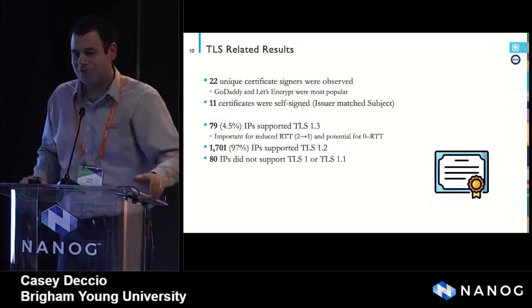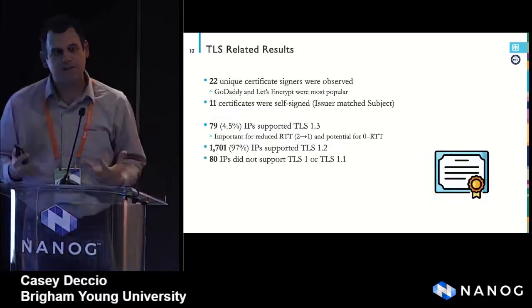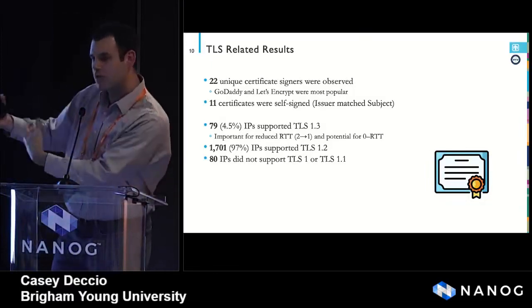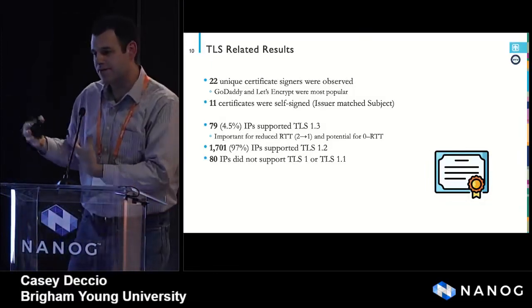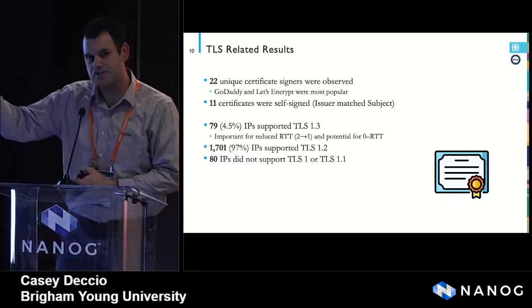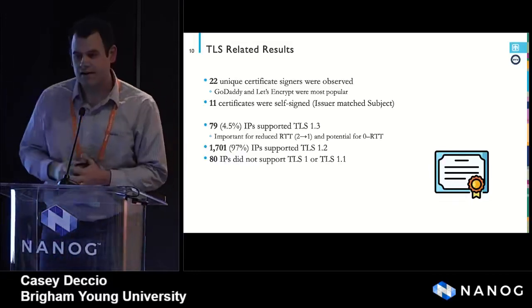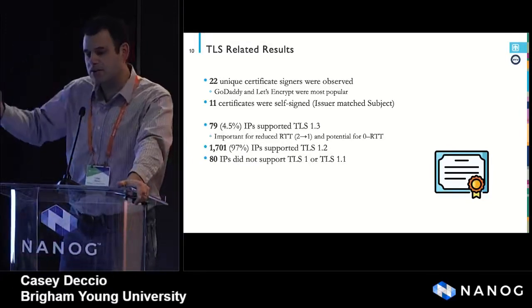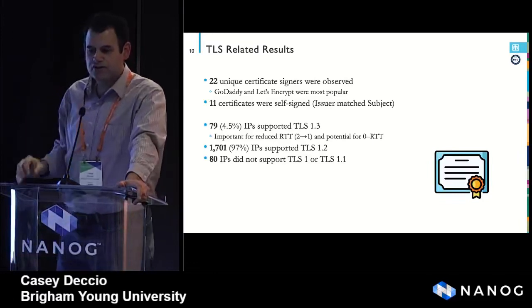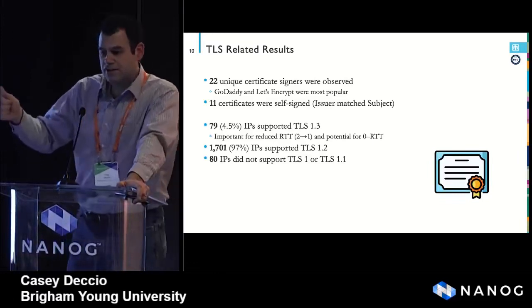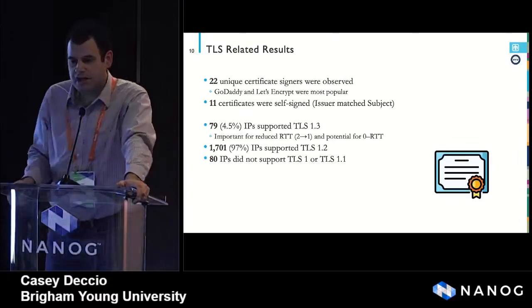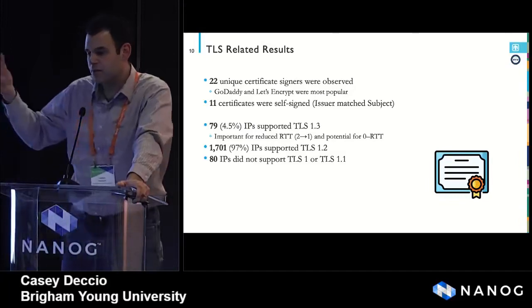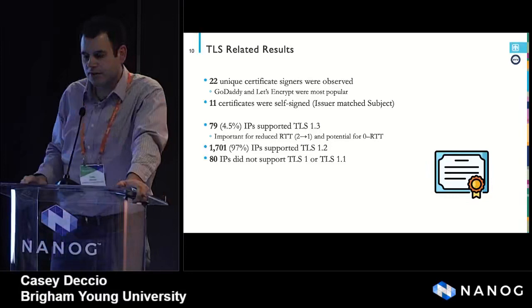Now we're looking at the TLS results for this. We wanted to analyze the certificates on the server side and see exactly what we, as a client, were being presented, since part of the idea of DoT is to have some assurance that the other side is who they say they are. Between the 1,700 resolvers that supported DoT, we found just 22 unique certificate signers. GoDaddy and Let's Encrypt were the most popular among those. We also found 11 certificates that were self-signed, and we measured that by looking at whether the issuer matched the subject line.